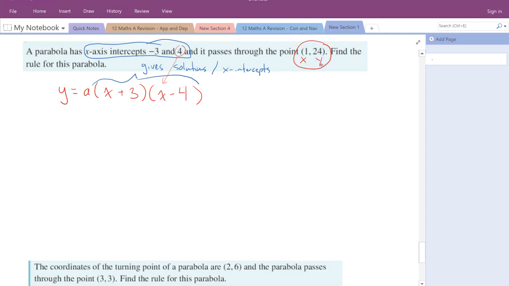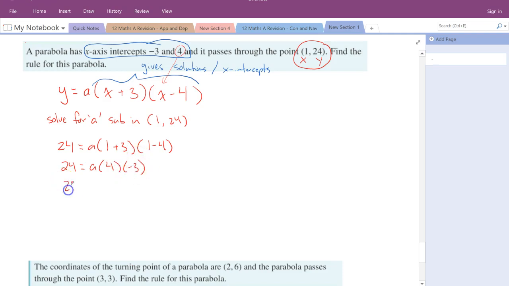So we need to solve for a by subbing in the point (1, 24). Again, that gives us an x and a y. So 24 is the y, so I substitute 24 every time I see y. So 24 equals a times, and I substitute 1 in for x, so 1 plus 3, times 1 minus 4. So 24 equals a times 4 times -3. 24 equals -12a. Now guys, you don't need to do all these steps if you feel comfortable. And so obviously I have to divide both sides by -12, so a equals -2.